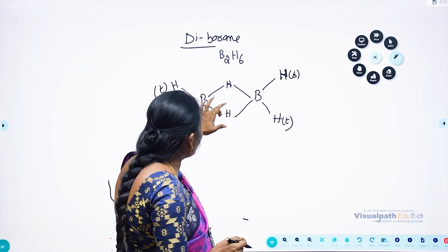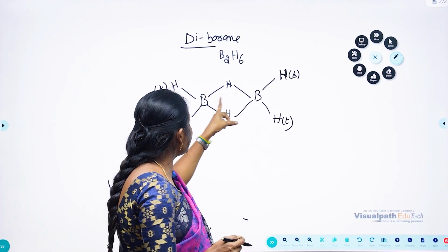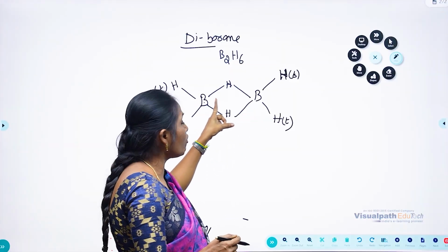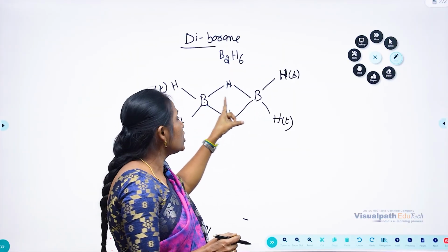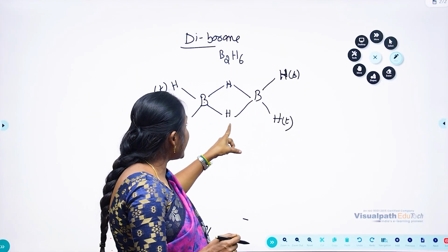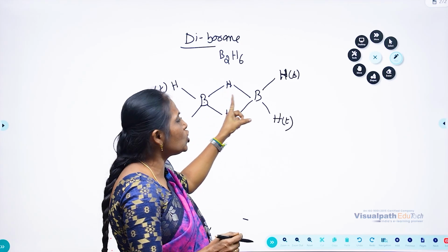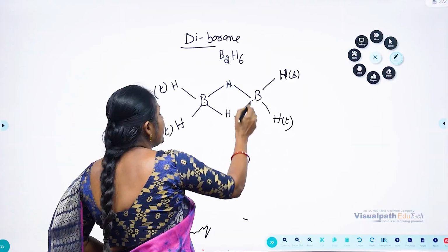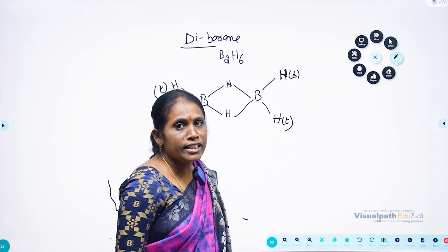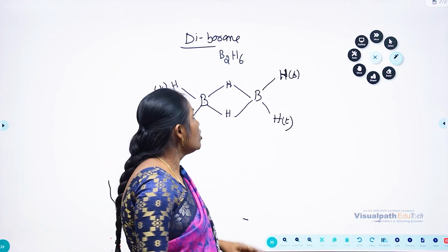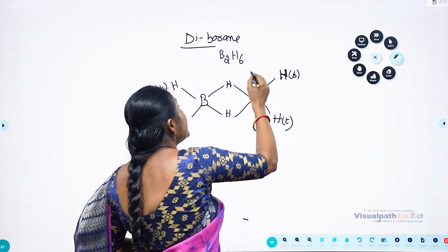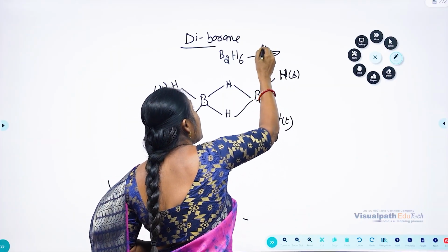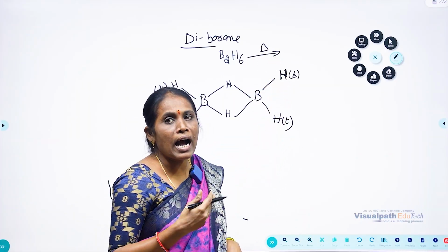In this B2H6, there is no direct link between the 2 boron atoms. The hydrogen acts as a bridge between the 2 boron atoms. So this shape is known as a banana shape or tau shape. When diboranes are heated at high temperatures, they form the higher boranes.